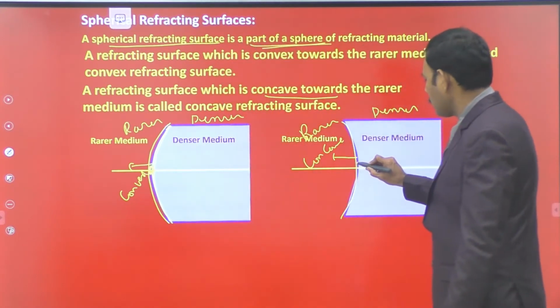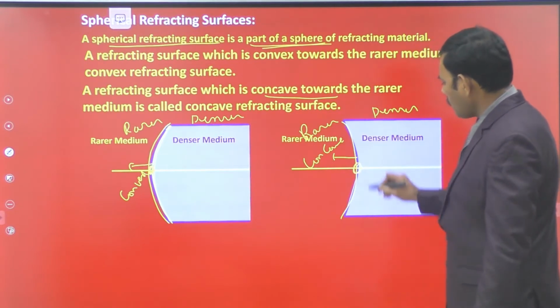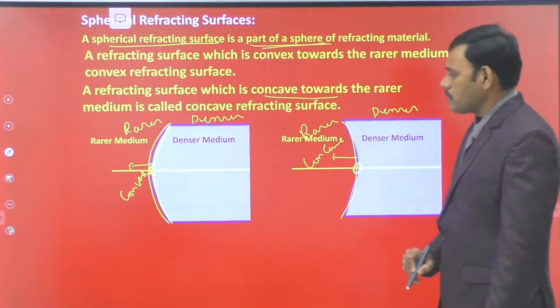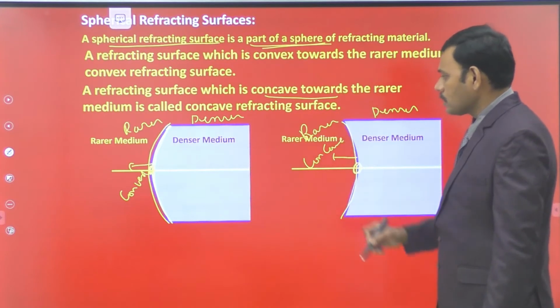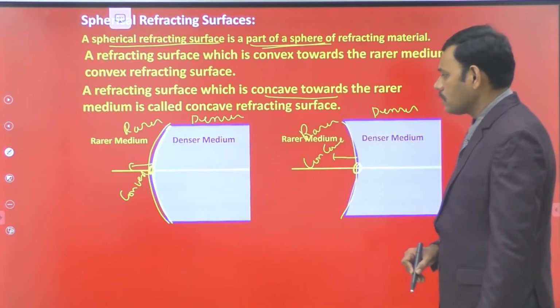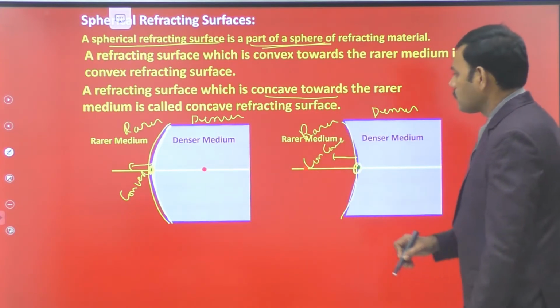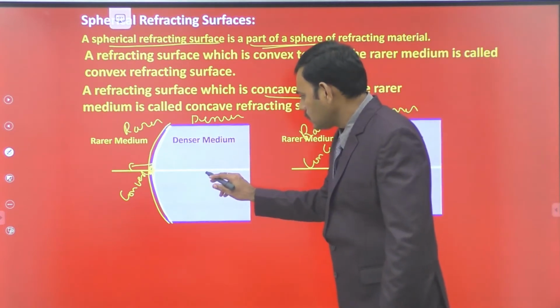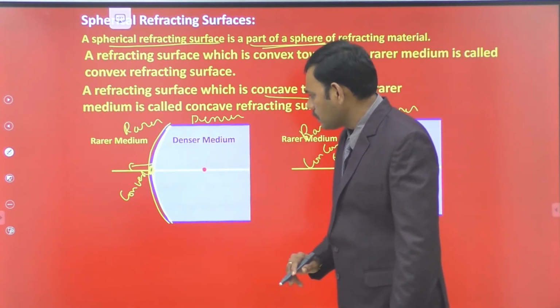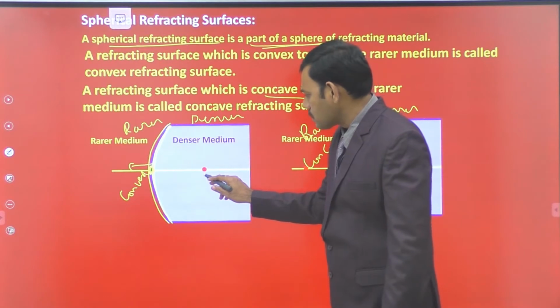Here for this second mirror, this is the pole. Geometrically midpoint of the refracting surface is the pole. A line drawn through the pole and center of curvature is here. Observe the red spot. See the animation. You are observing a red spot here. This is known as the center of curvature.